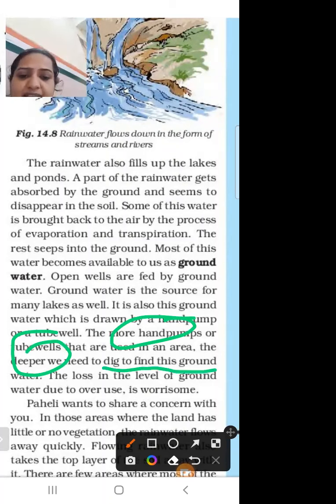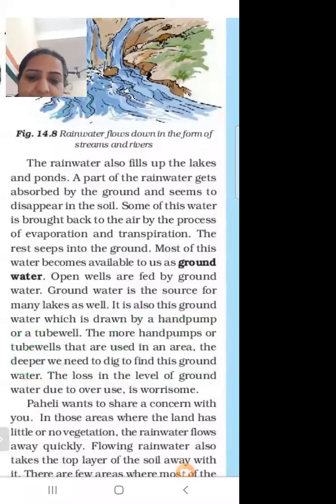और इसकी वजह से हमारा ग्राउंड वाटर क्या हो रहा है? कम हो रहा है. If we use more hand pumps and tubewells, the groundwater is going down. So the groundwater is going down because of more hand pumps and tubewells.